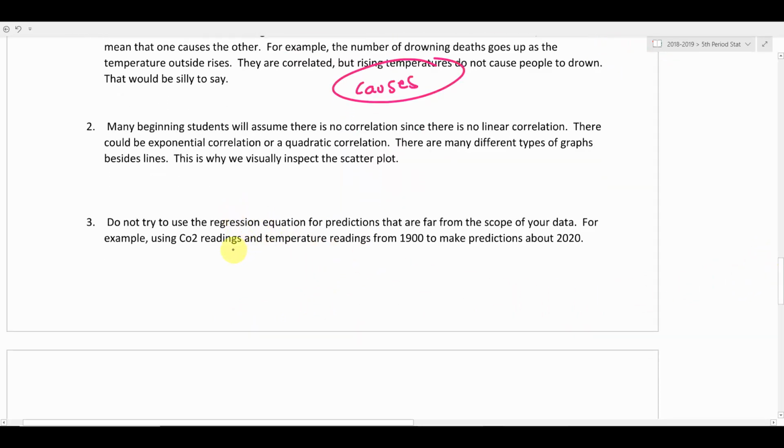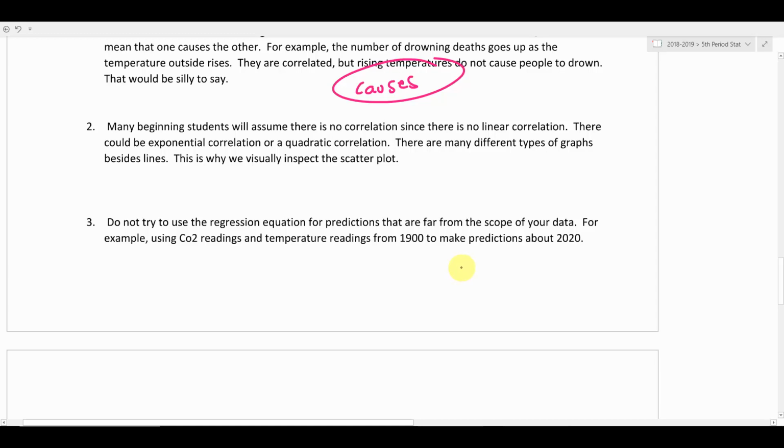All right. And then the number three most common error is people try and use their model beyond its scope. Okay. An example of this might be taking CO2 and temperature readings from 1900 and trying to use that data and the model from that data to make predictions about our year 2020. And things were much different back in 1900 than they are in 2020, and trying to use a model that's 100 years old is probably not going to be accurate or precise by any means.